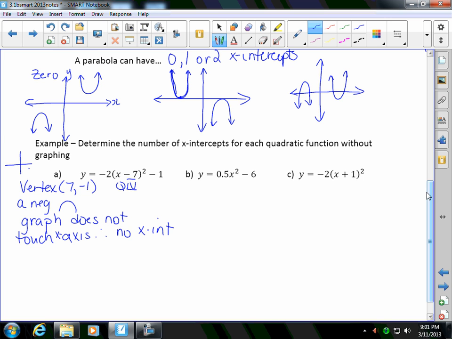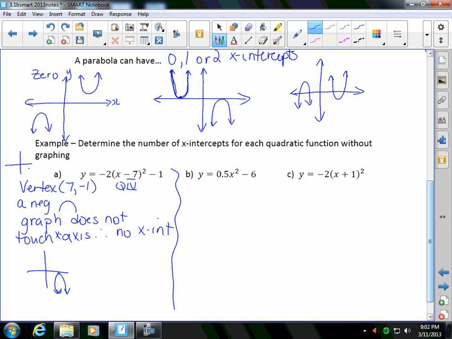So if I think about just sketching this, 7, -1 was somewhere about here. My graph, because of that A being negative, is going down this way. So it doesn't actually touch the x-axis. It's right below it.